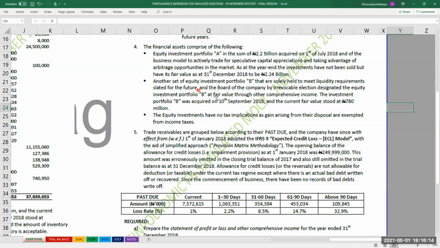Another set of equity investment portfolio B that are solely held to meet liquidity requirements slated for the future, and the board of the company, by irrevocable election, designated the equity investment portfolio B at fair value through other comprehensive income. The investment portfolio B was acquired on 10 September 2018, and the current fair value stood at 780 million naira.